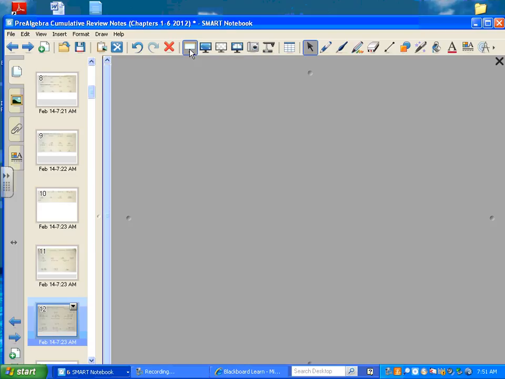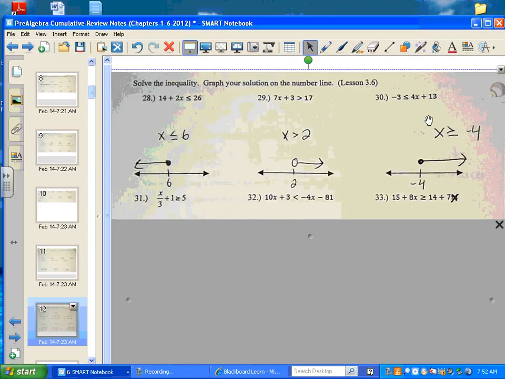Good. No, not for number 29. What'd you get for 30? Okay, it should be x is greater than or equal to -4. I just read that wrong. What did we get for 29? Anyone get anything different than 14? Josh? Good, x is greater than 2.